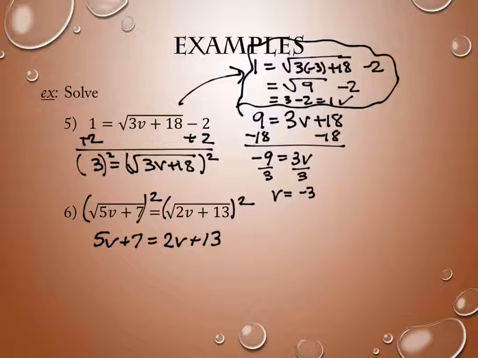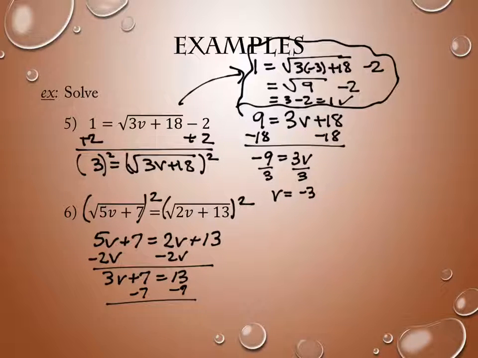So what would I do next? Combine like terms, subtract a 2v, sure. So I have 3v plus 7 equals 13. Then what? Subtract my 7. So 3v equals 6, divide by 3. V is 2.